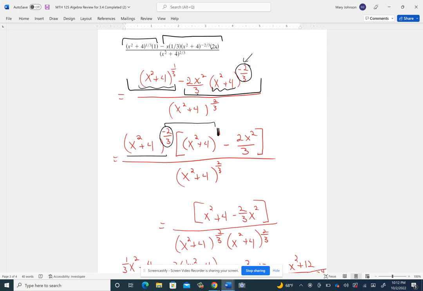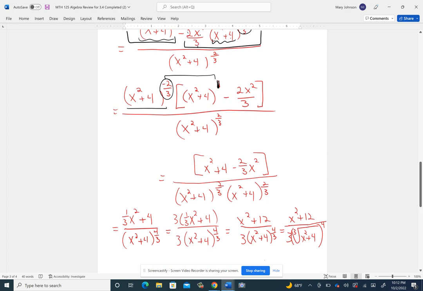Okay. And then if I factor all of the x squared plus 4 to the negative 2/3 out, all that's left inside is 2x squared over 3. Okay. So then what I can do is, since that's a negative 2/3, that can move to the denominator and become positive 2/3, because this is times now, so you can do that. And then this is x squared plus 4 minus 2/3 x squared on top.